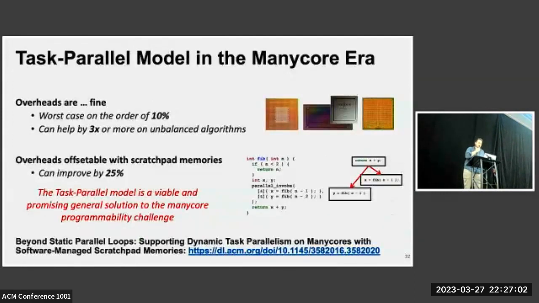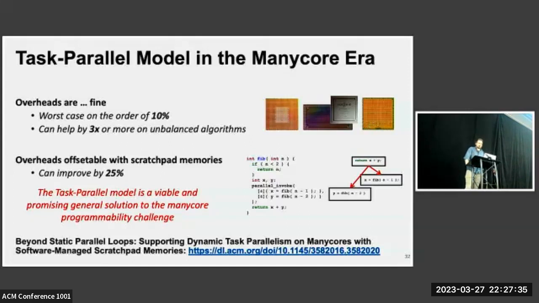So just to wrap up here, I want to leave you with some parting thoughts. We wanted to solve the Manycore programmability challenge by taking this task parallel programming model and applying it to the Manycore system that we had. And we wanted to know, were the overheads too high despite the memory system not having any L1 caches or any coherence? And if they were, could we close that performance gap? And what we found was the overheads are okay, they're not so bad, even with everything in DRAM. The worst case was on the order of 10%.